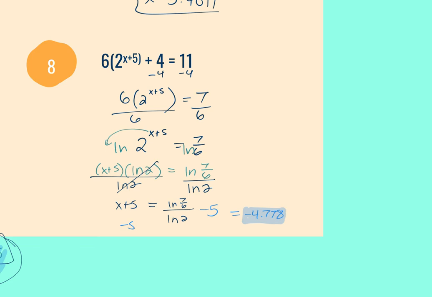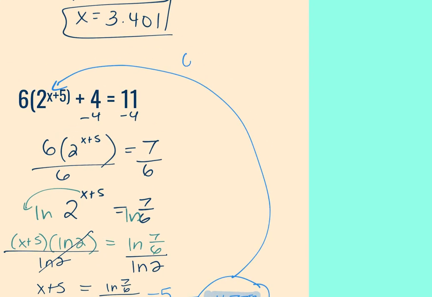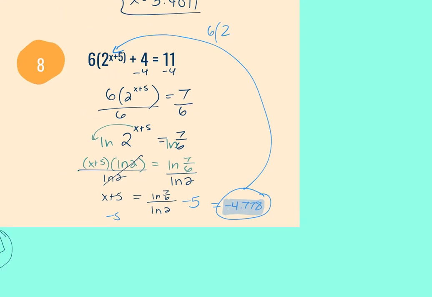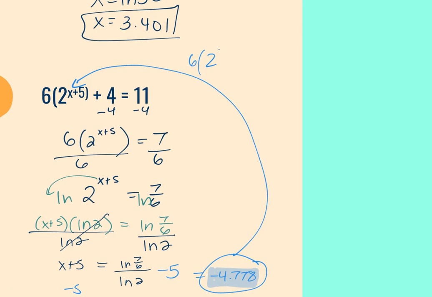But if you have the time, you can actually check these answers by plugging them back in. It gets just as messy with the calculator as you're checking, but you can totally take this number and plug it back in here, and plug that in the calculator. 6 and then 2 to the negative 4.778 plus 5, get that answer, add 4, and see if it gives you 11. It's not going to give you exactly 11 because we rounded it, but you should be pretty close to it. So you can always check these answers too to see if you're on the right track.